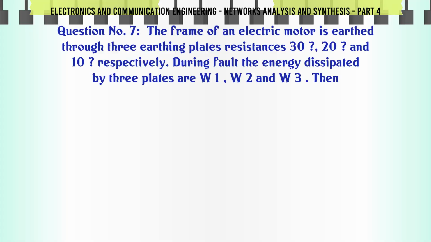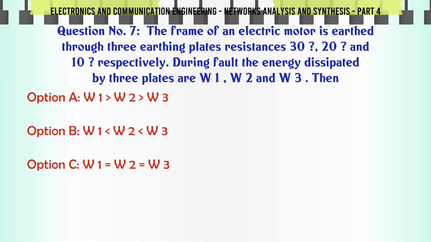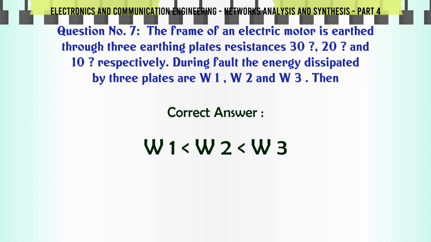The frame of an electric motor is earthed through three earthing plates, with resistances 30, 20 and 10 ohms respectively. During a fault, the energy dissipated by the three plates are W1, W2 and W3. Then A, B, C, D give different orderings of W1, W2 and W3. The correct answer is the ordering W1 < W2 < W3.